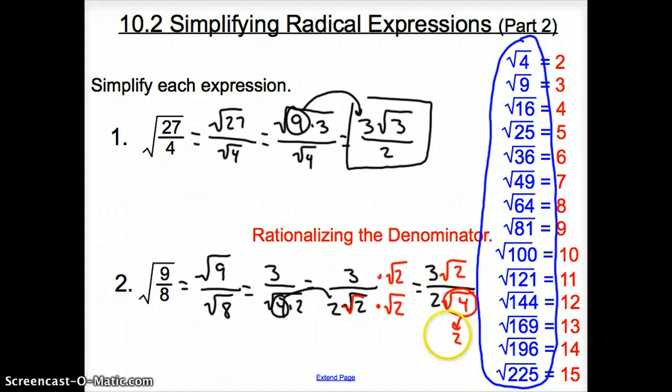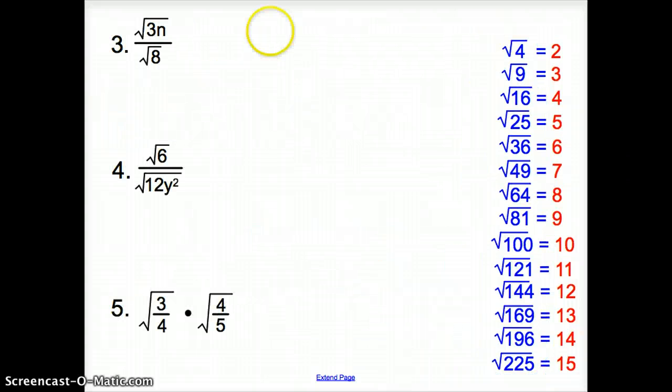We multiply them together. So for our final answer, we'll have the top part, which is 3 square root 2 over, and then 2 times 2 to get 4. That's how we get the 4. So our final answer is right here, the 3 square root 2 all over 4. Let's try a couple more.